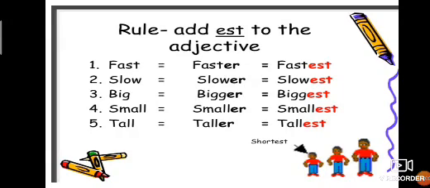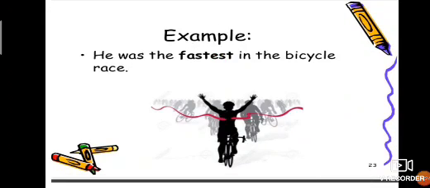Fast, faster, fastest. Slow, slower, slowest. Big, bigger, biggest. Small, smaller, smallest. Tall, taller, tallest. Tall is positive, taller is comparative, tallest is superlative. Very good. For example, he was the fastest in the bicycle race. Maybe 10 students participated in the bicycle race, but he is the fastest among many.